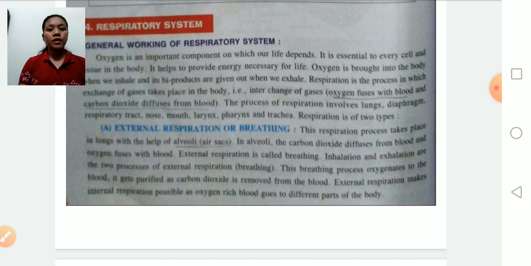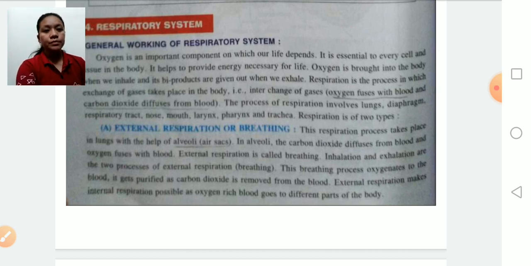General working of the respiratory system. Oxygen is an important component on which our life depends. It is essential to every cell and tissue in the body. It helps to provide energy necessary for life. Oxygen is brought into the body when we inhale and its byproduct is given out when we exhale. Okay? Our life depends on oxygen.